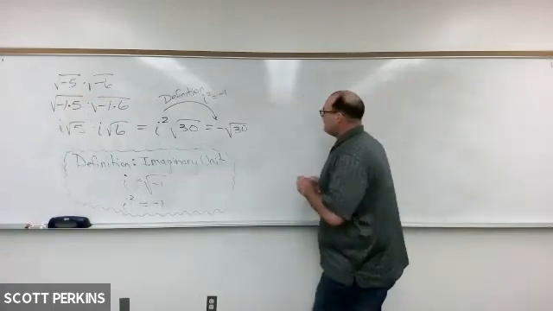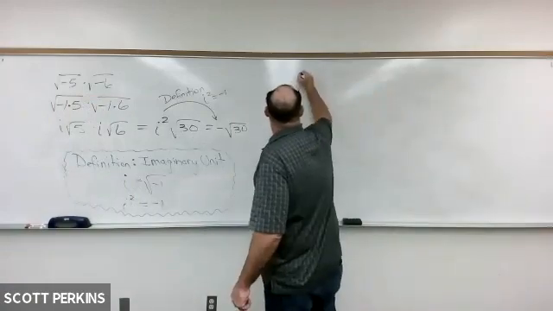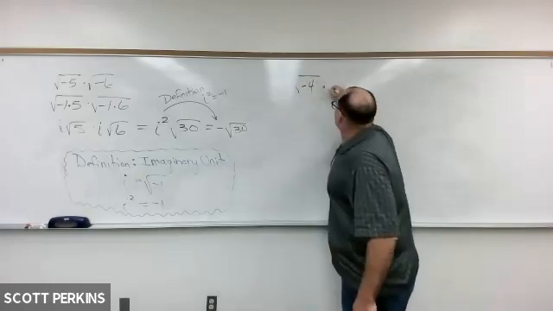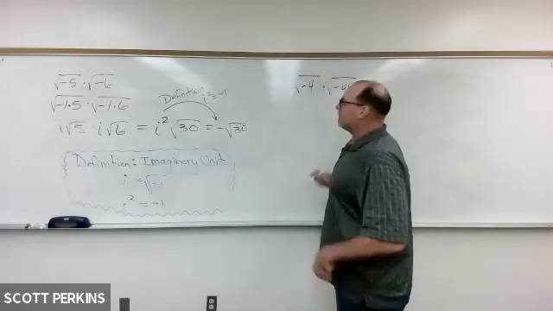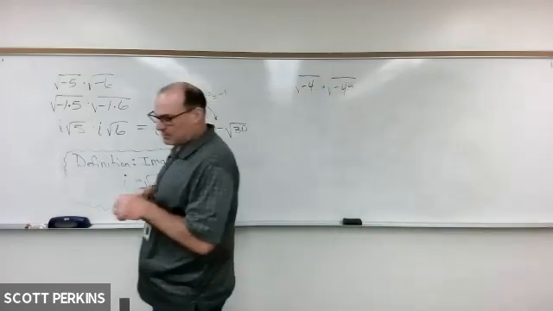Do this one for me, please. Let's say that you have the square root of negative 4 times the square root of negative 49. Multiply those two things together.